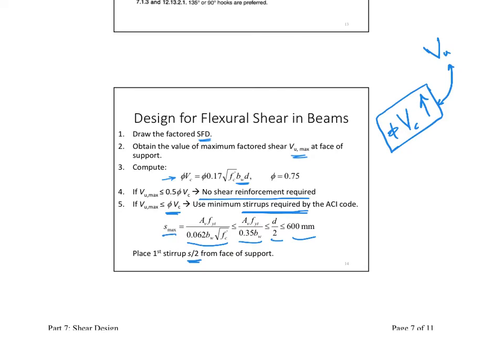Let's take a quick example on this. Imagine that my V ultimate, the applied shear, was, for example, 40 kilonewton. I calculated my phi VC, and I found it equal to 100 kilonewton. That means the concrete alone can resist more than double the applied shear. I have the applied shear as 40, and I can resist 100. In this case, I'm in case 1, where I don't really need any shear reinforcement. I don't need any stirrups.